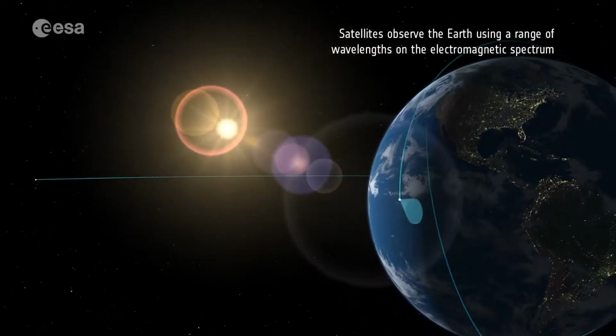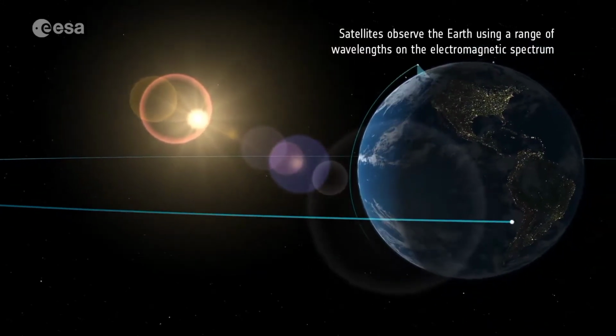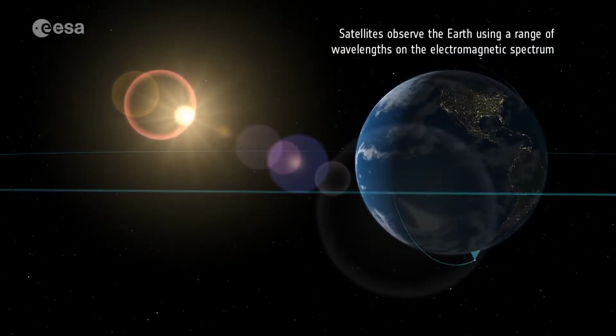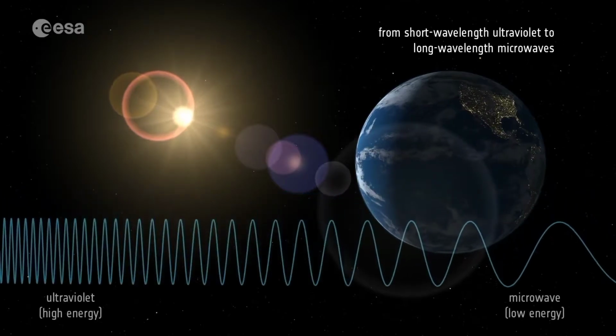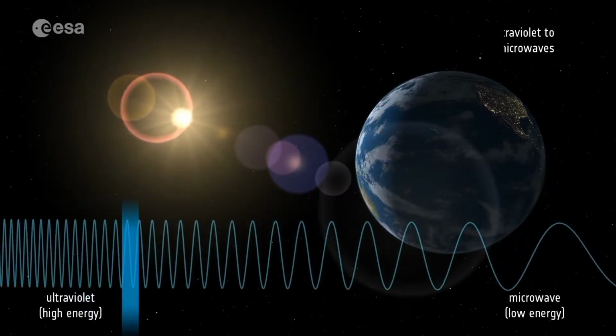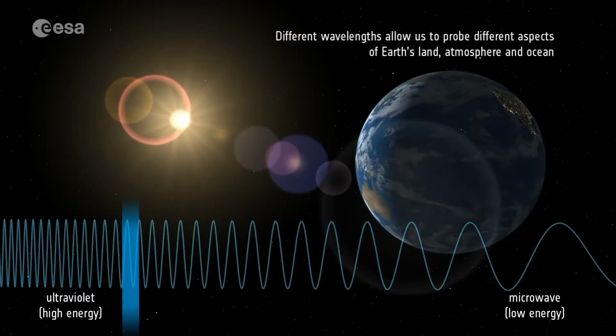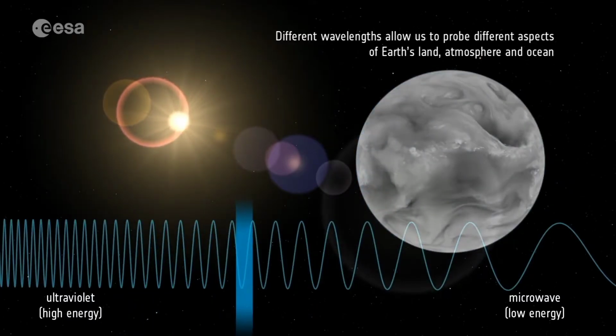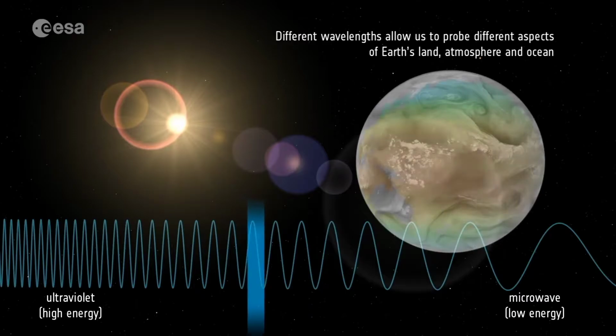Satellites observe the Earth using a range of wavelengths on the electromagnetic spectrum, from short wavelength ultraviolet to long wavelength microwaves. Different wavelengths allow us to probe different aspects of Earth's land, atmosphere, and ocean.